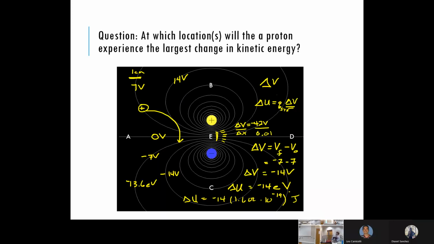Sorry, that looks like a 6. It's supposed to be a 0. And so now you can quantify. You can say, okay, well, the strength of the electric field roughly at location E, based on the scaling that we've done, is something like 4,200 newtons per coulomb.